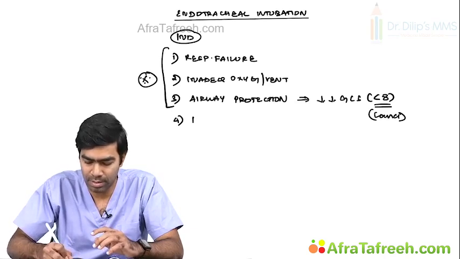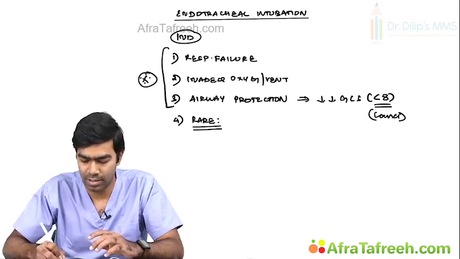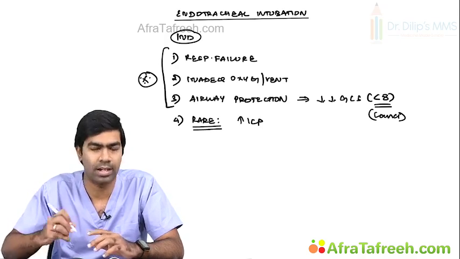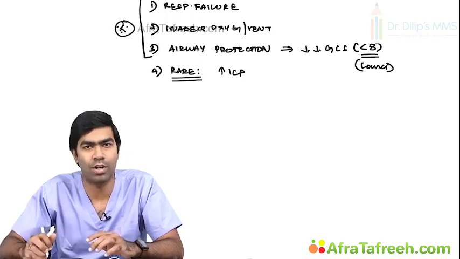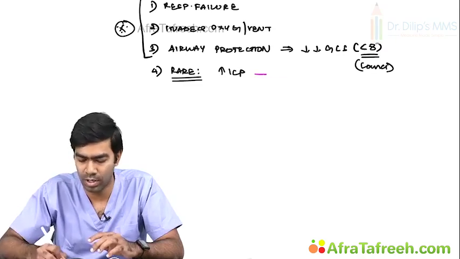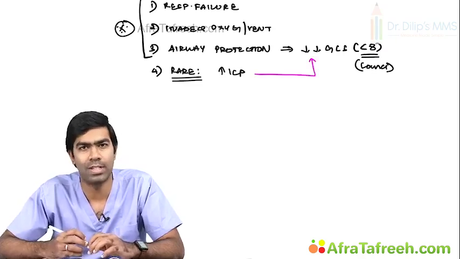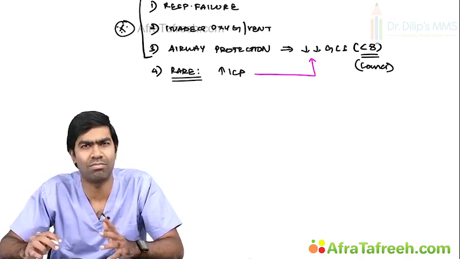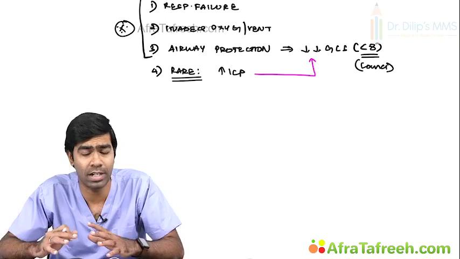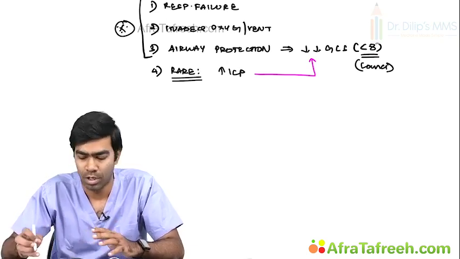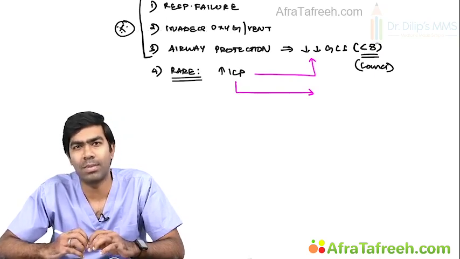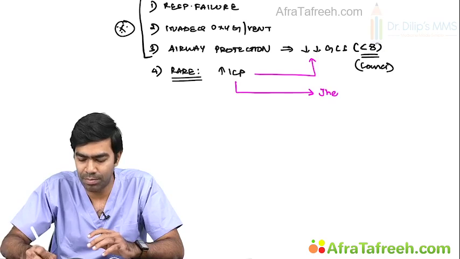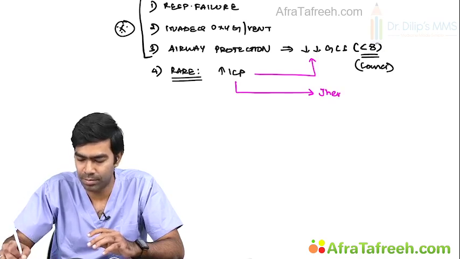But there are some rarer indications for endotracheal intubation also. So what are the rare indications? If the patient has a raised intracranial pressure, raised ICP becomes an indication for endotracheal intubation for two reasons. One, they might have a low GCS, which itself is an indication, but that's not the main thing we are talking about here. What is more important is that whenever you have a raised ICP, you can do something called therapeutic hyperventilation.